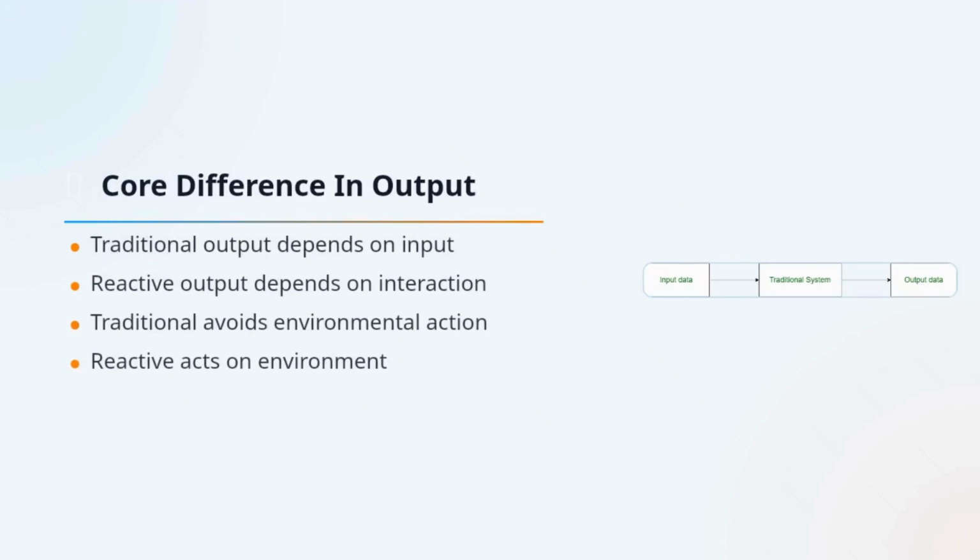Now let's compare both systems directly. In a traditional system, output is mainly a function of input, while in a reactive system, the focus is on responding to interactions and events. Traditional systems do not actively interact with the environment in the same way. Reactive systems, however, use their results to affect or control the environment around them.